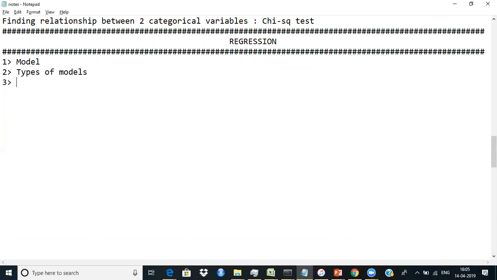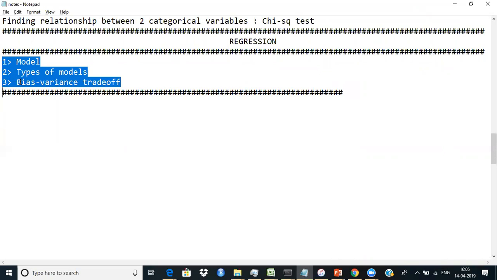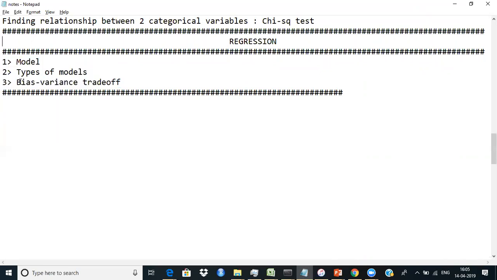So types of models. Then we will talk about a concept known as bias variance trade-off. Yeah, that's about it. So these three things we need to understand before we go into regression. But having said that, these three concepts are not limited to regression. These are generic concepts which can be applied to any machine learning algorithm, right? But since we are starting with regression, before we go into this, we need to learn this.